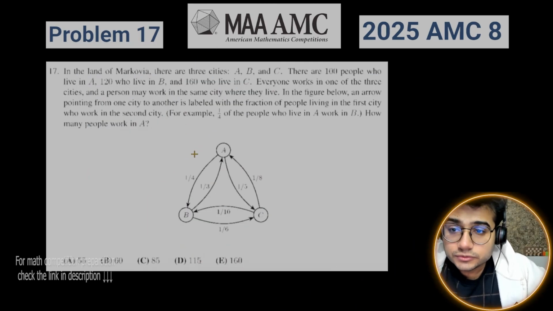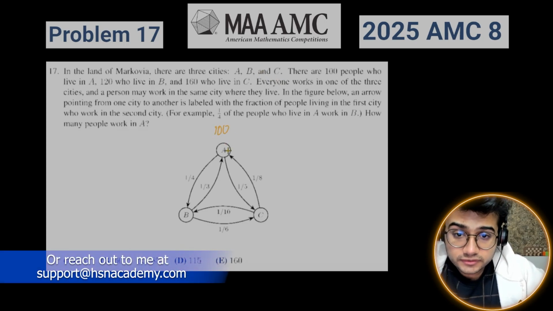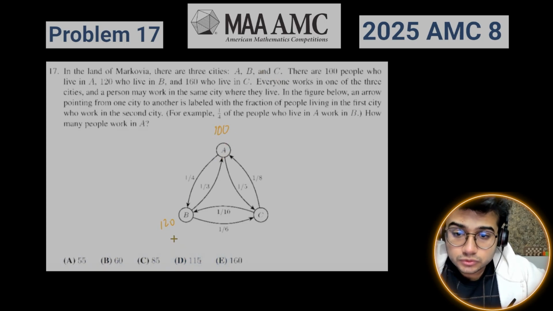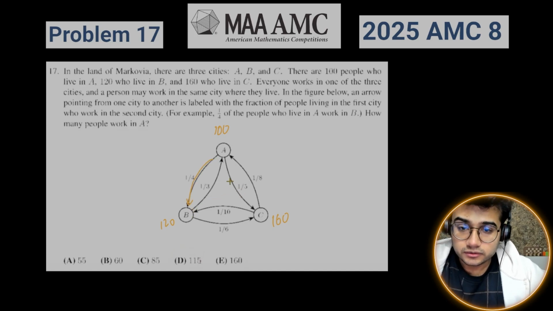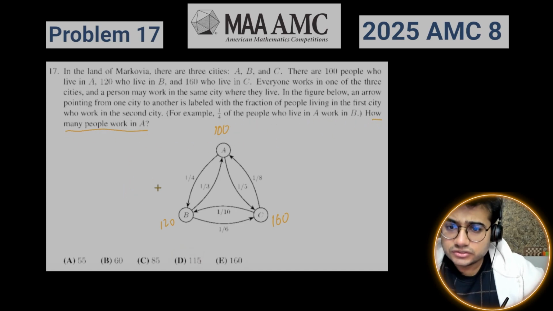Okay, so in this problem we have 3 cities and there are 100 people who live in city A, and 120 people who live in city B, and 160 people who live in city C. And they're saying these arrows show what fraction of people from each city work in the other city. So they've given the example that 1/4 of the people from A work in B, and similarly 1/5 of the people living in A work in C, so the remaining work in A, and so on. And they want us to find out how many people in total work in A. So let's actually do that.